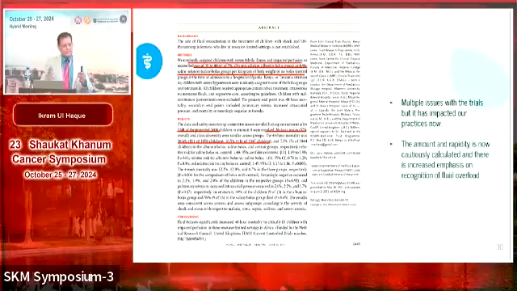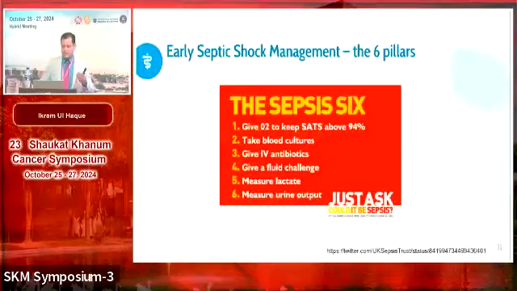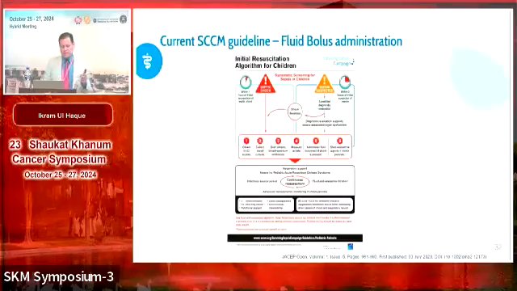So subsequently the fluid strategy has taken a hit. In the Sepsis 6, the 6 things which you need to do, you can see the fluid bolus has dropped to number 4 now, where we call it fluid challenge. Basically, you give a fluid bolus and look at the response. And this changed. I just want to quickly run this over with the latest SCCM guidelines, as you can see over here.